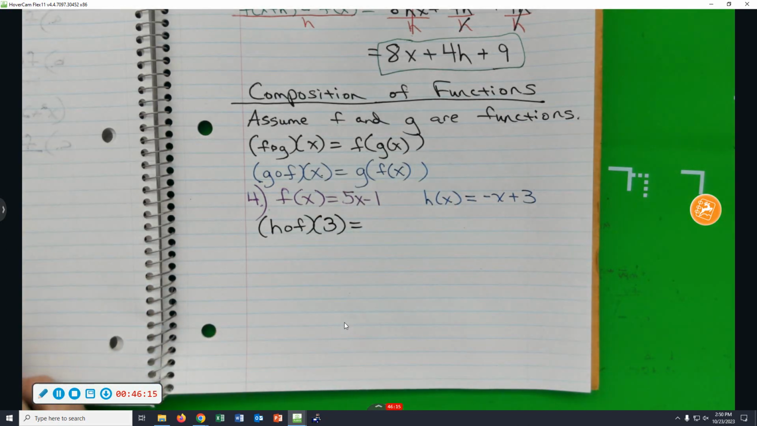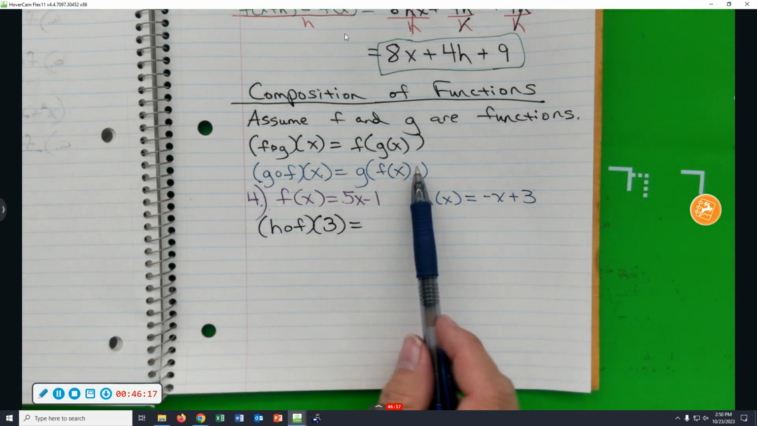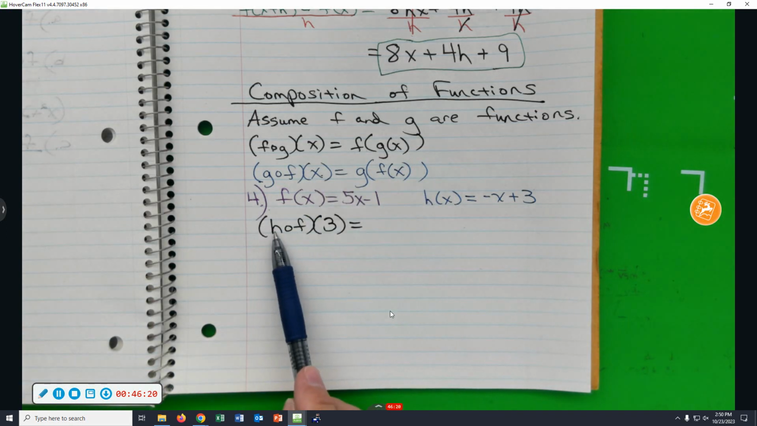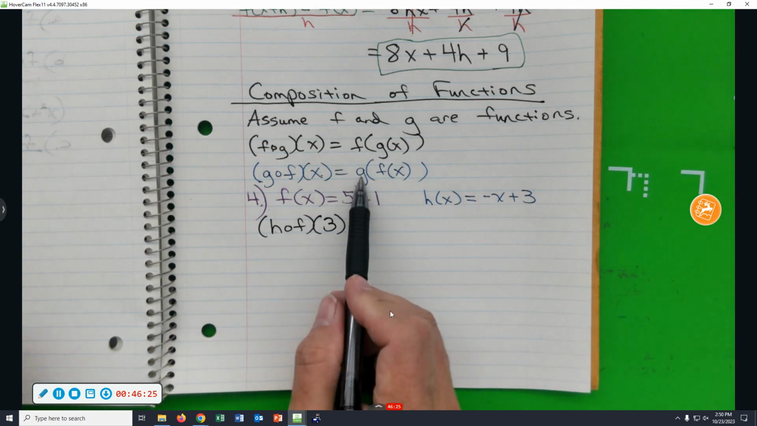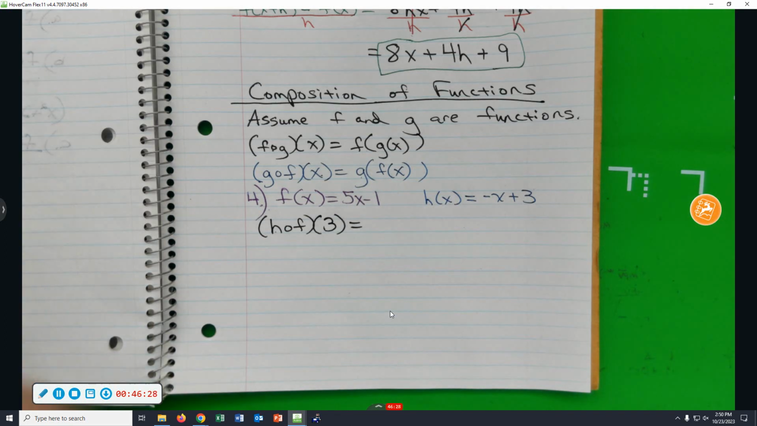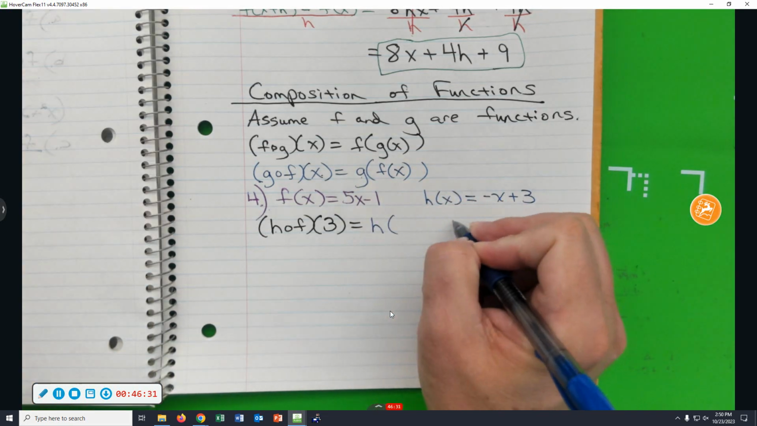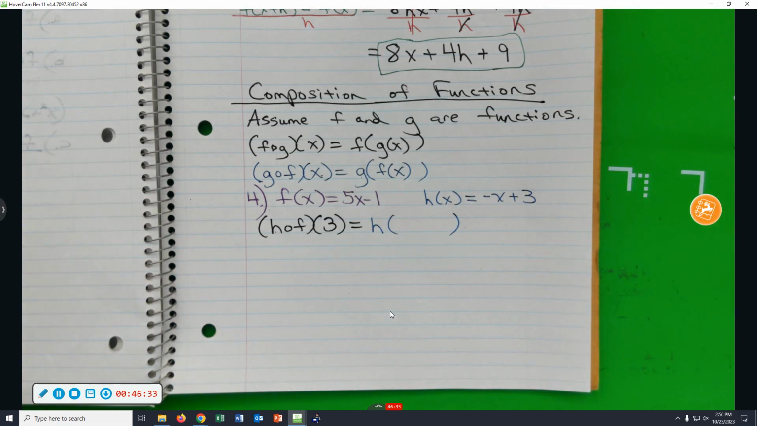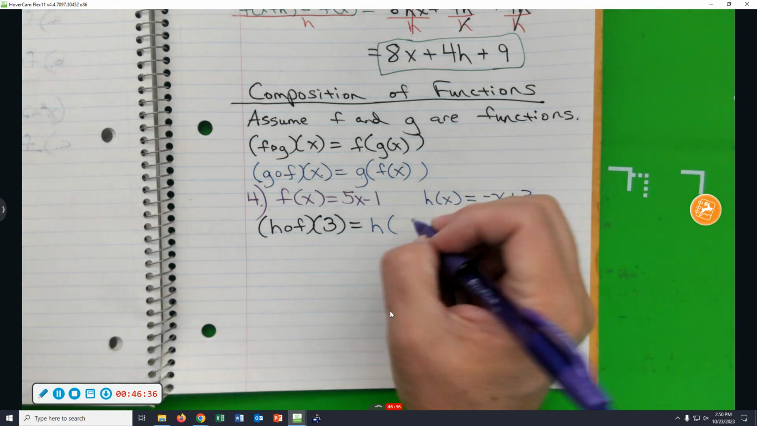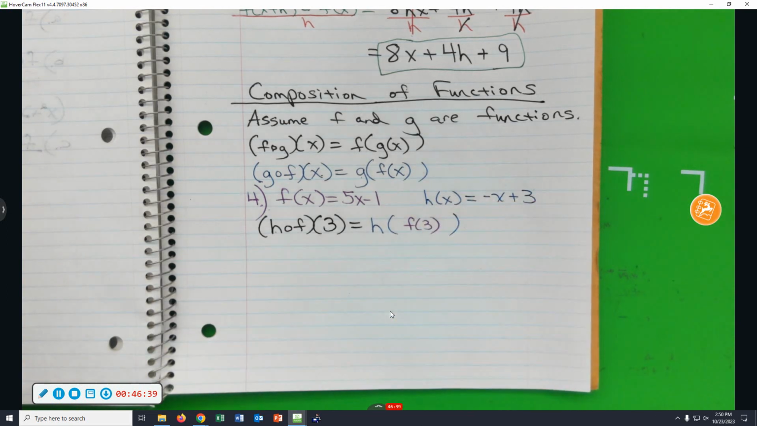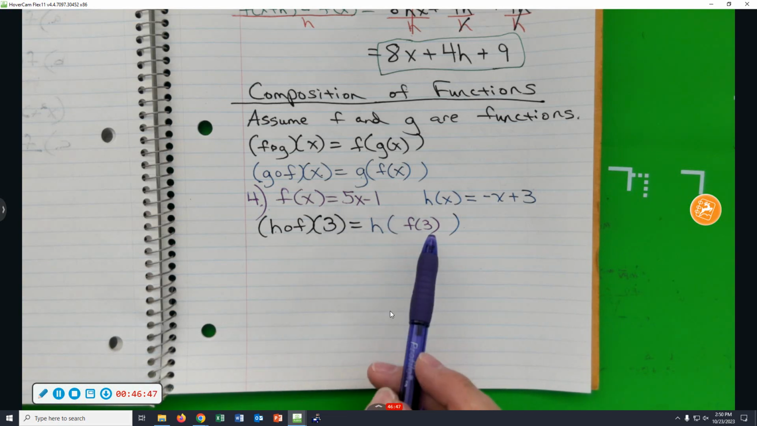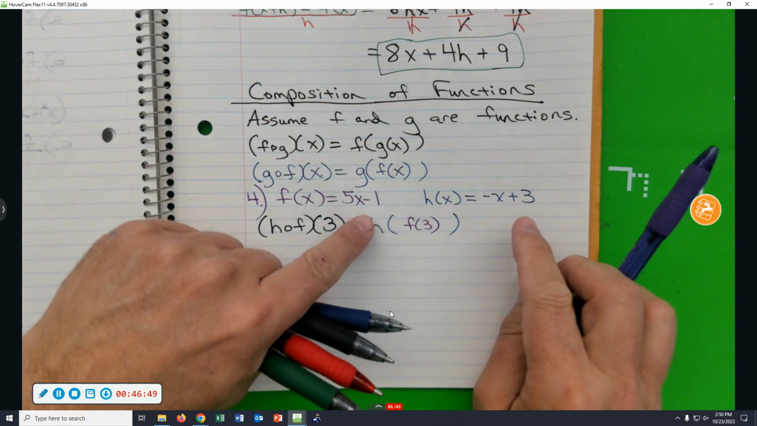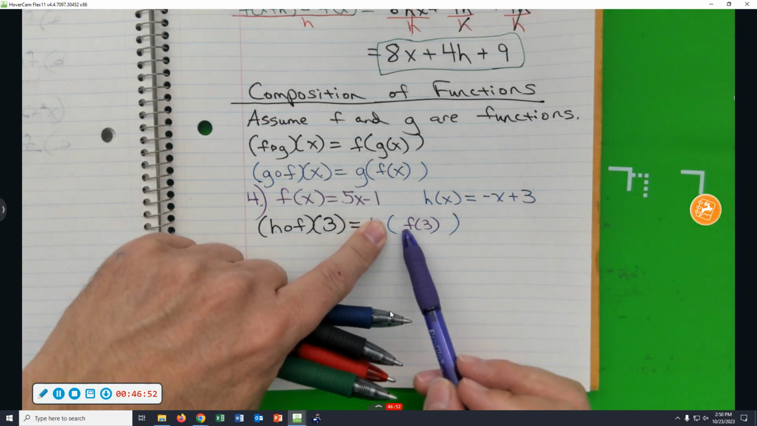I'm going to write it using this composition notation. The letter that's written first is the letter that's going to go on the outside. So we have an h on the outside, and on the inside, we have f of 3. There's the function f of x. We need to find f of 3. Ignore the h and everything else. Just focus on that f of 3.